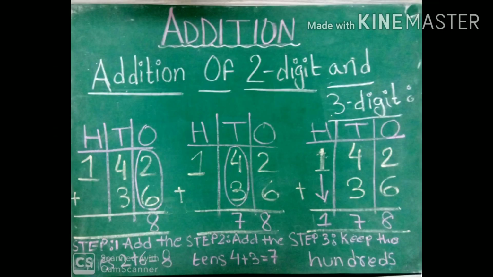Now, step 3 means we will just bring the same number. That is, keep the hundreds. We'll just bring down 1 and write 1. So our answer is 178. By adding 142 plus 36, we get 178.